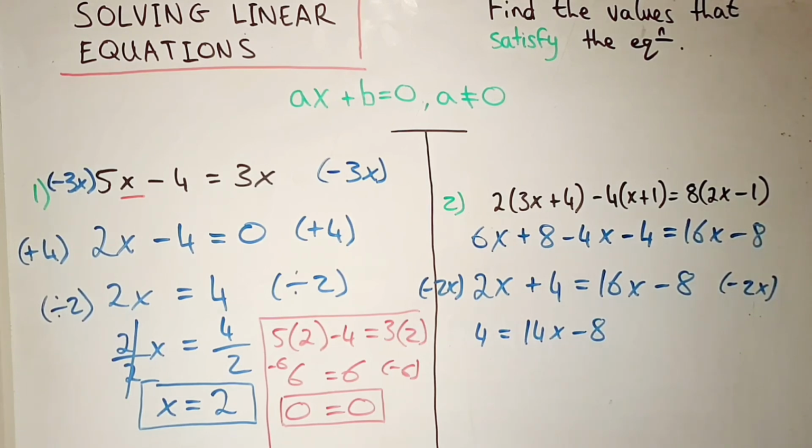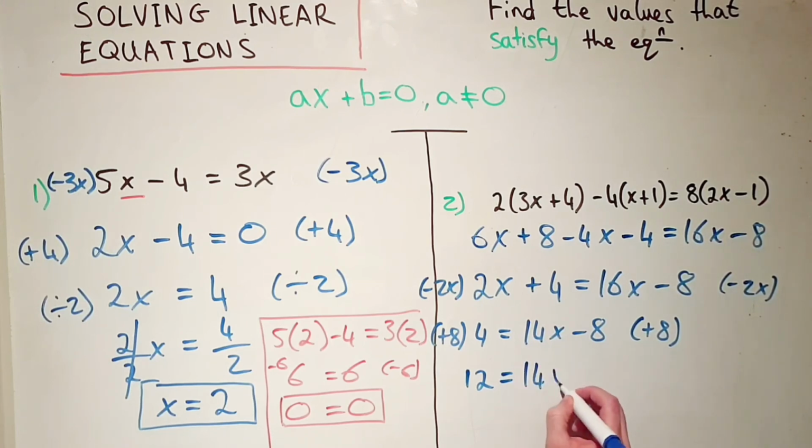We want to get rid of the 8. So we're going to add 8 because this is a negative. So we add 8 here, which is going to give us 8 plus 4, 12 equals 14x.